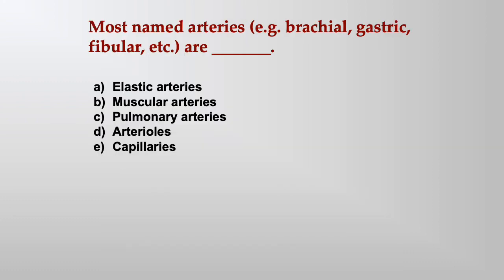Most named arteries, for example, brachial, gastric, fibular, etc., are what? Are they elastic, muscular, pulmonary, arterioles, or capillaries? Yeah, they are muscular arteries.